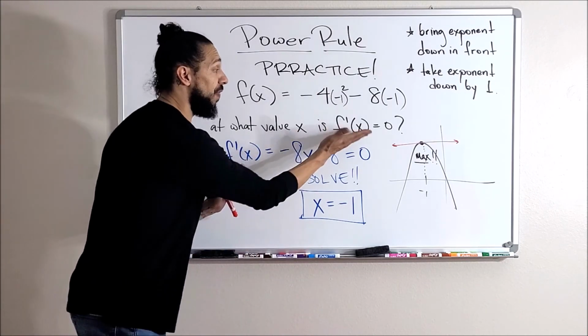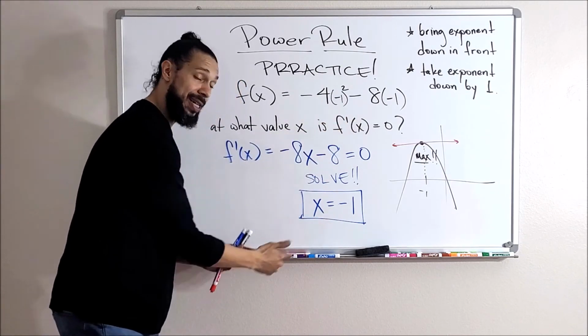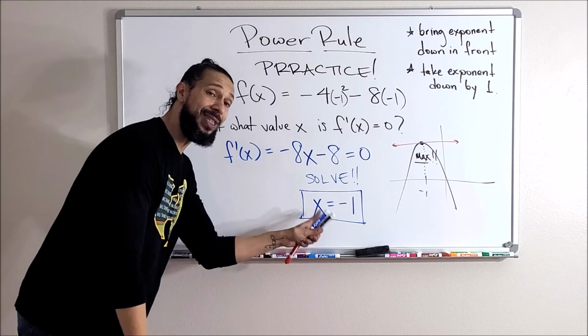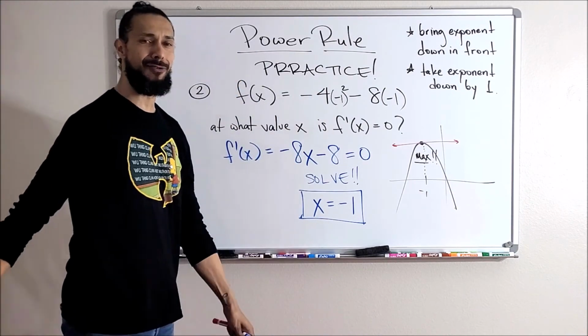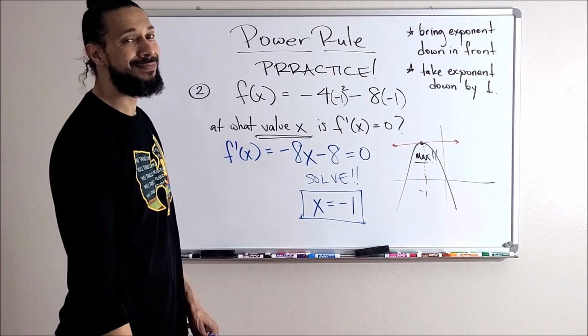So the derivative is equal to 0 at x equals -1. And if I wanted to know the y value that goes along with that x value, I'd plug it back into the original. But the question just asked about the value of x.